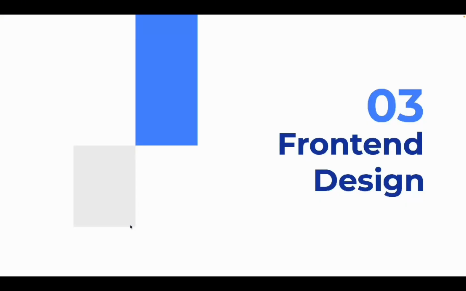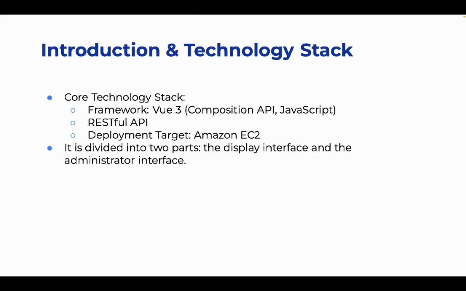So let me introduce the front-end design. The first thing is the introduction and technology stack. Our core technology stack is Vue 3, and we write the JavaScript in Vue 3. We also use a RESTful API to get the data from the backend, and we use JSON over HTTP. Our deployment target is Amazon EC2, and we can also use other cloud providers' virtual machines to deploy our front-end code.